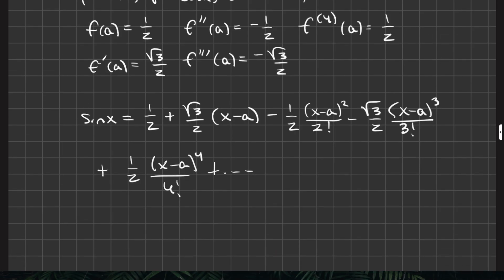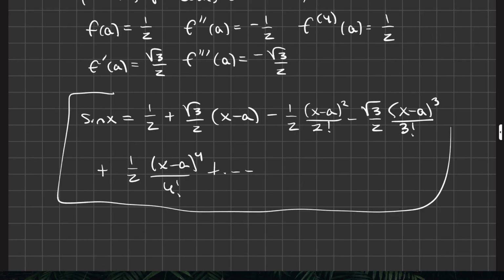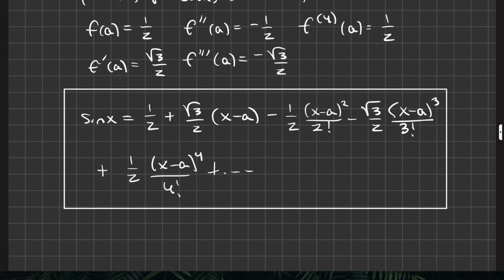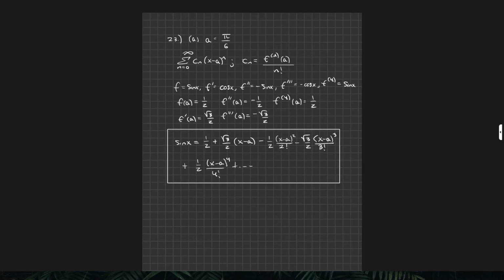But this is an acceptable answer. This is the first 5 non-zero terms of the Taylor series for sine of x centered about a equals pi over 6. Okay, so really we just need the derivatives, and then you need to know the form of a Taylor series, right? How to actually form a Taylor series based on the derivatives.